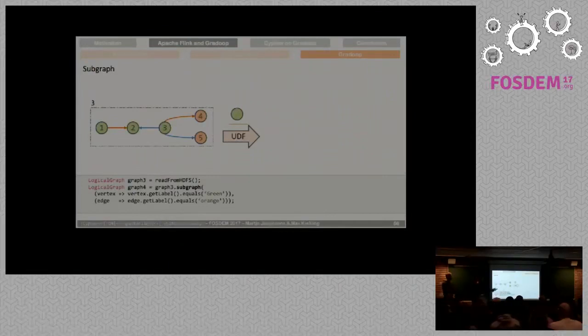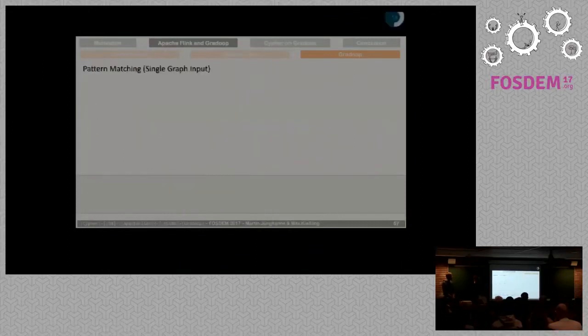So what we say here is a vertex is in the output graph if it has a green label, and an edge is in the output graph if it has an orange label. And of course, both source and target vertex of the edge have to fulfill this vertex predicate. So in this example, the result would look like this. We have only those vertices that fulfill the predicates, and the edges between them that fulfill the predicates. So the output is again a logical graph, which again can be input for another operator. So this is the data flow on the graph level. That's what Gradoop gives you.